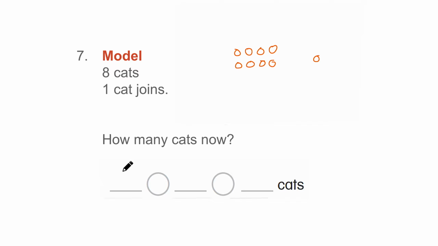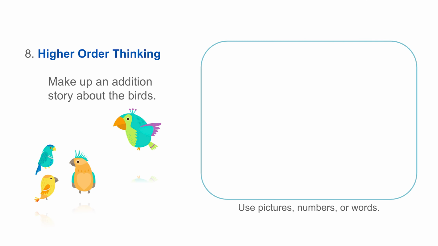As a math sentence, this is 8. We're adding on 1 more cat, which gives you 9 cats total. In this higher order thinking question, they really want the students to be creative, so we're going to make up an addition story about these birds. The kids can say whatever they'd like. Help encourage them to make this really exciting.